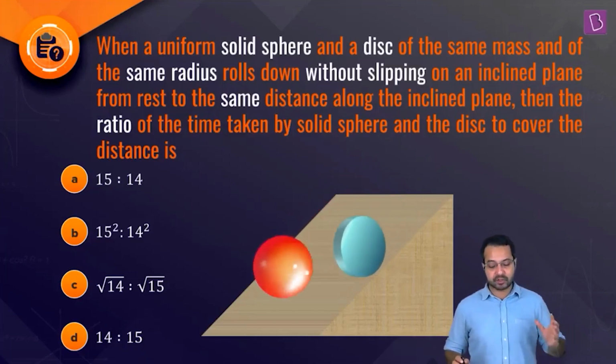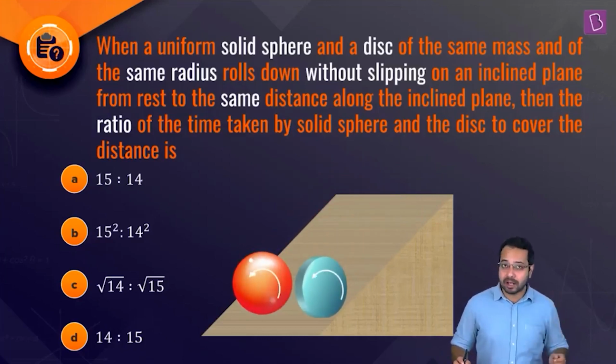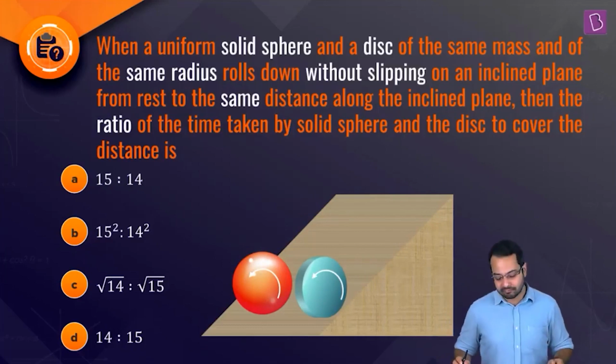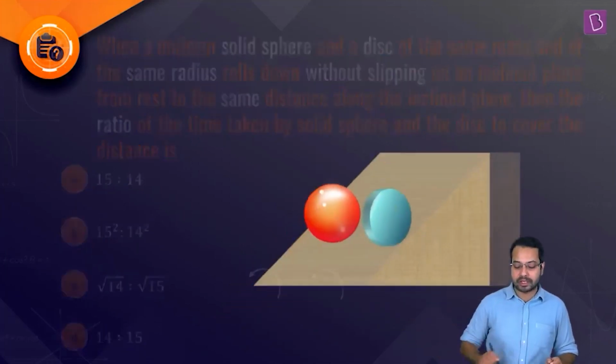Okay, so we have a solid sphere and a disk. They have the same mass, they have the same radius, and they are rolling without slipping. Also, they start from the same point with zero velocity and roll down the inclined plane and cover the same distance. We need to find out the ratio of the time taken to roll down.